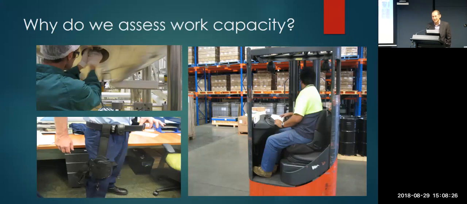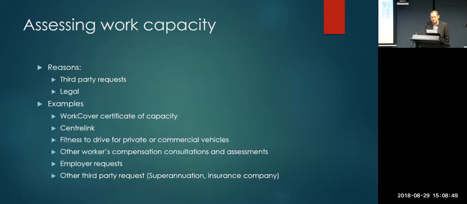So when we talk about, well, why do we assess capacity for work? I think really the answer comes down to because we are commonly asked to do it by a third party. If you think about the capacity for work, we're doing it because our patient, if we can do this well, accesses a system or accesses treatment, accesses compensation. So commonly, it's a third party reason why we assess capacity for work.